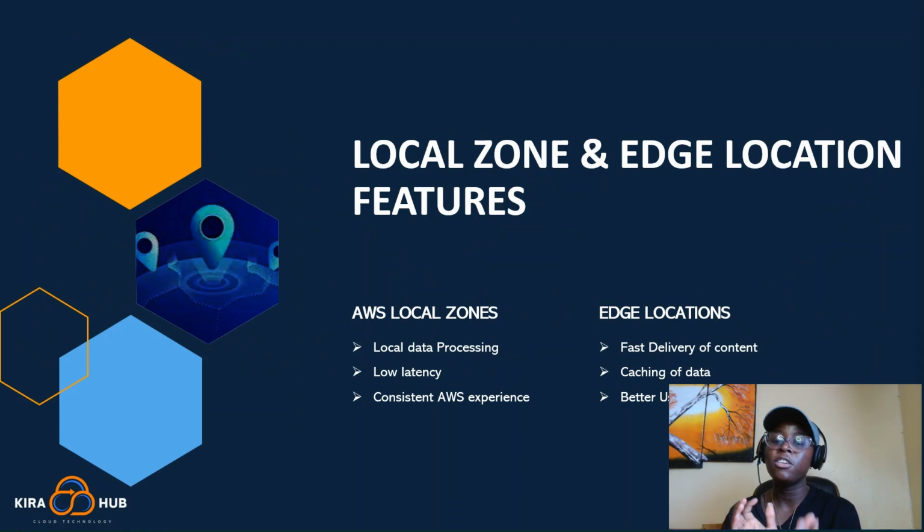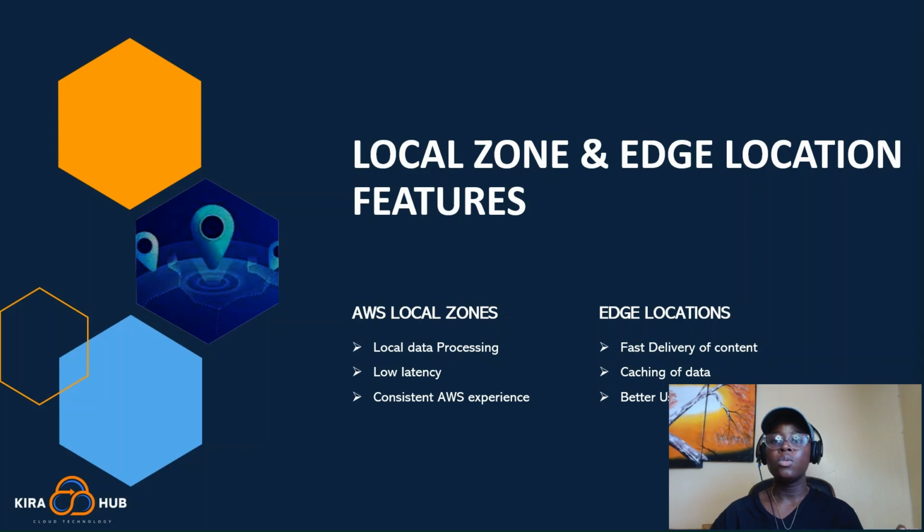If I want access to this video, I need it in milliseconds, but this doesn't have to do with processing of data. So we are just caching data somewhere closer to the user, and a cache is something similar to a copy of data or a backup of data. We are placing a copy of that data nearer to the users, and that data has to be frequently accessed. This has to do with better user experience. When a user wants to access specific data, let them get it faster. But with local zones, we want to do local data processing, which needs very high compute requirements.